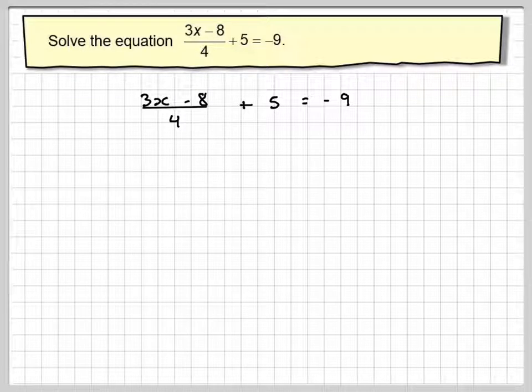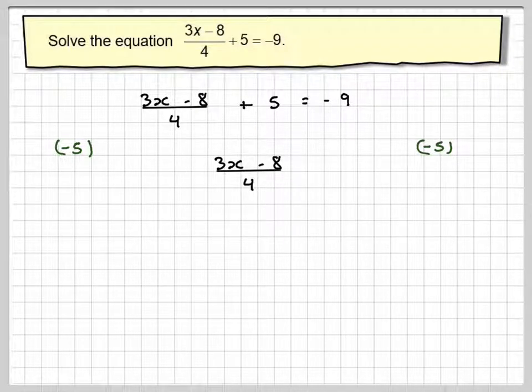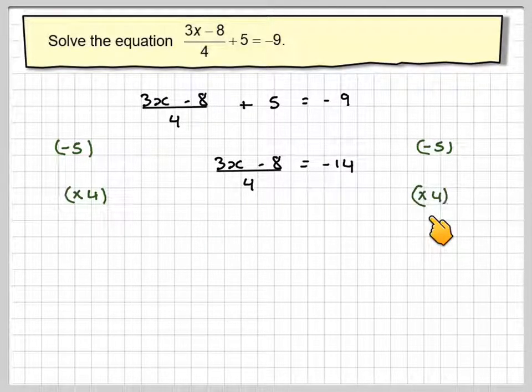So the opposite of plus 5 is to take 5. And remember, you do it to both sides. So if you take 5 from the left-hand side, you're just going to get (3x - 8)/4. And then -9 - 5 is going to give you -14. And now you can multiply by 4. So multiplying both sides by 4.